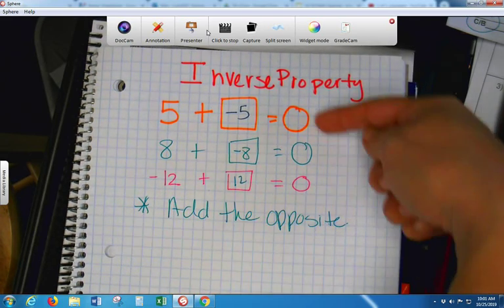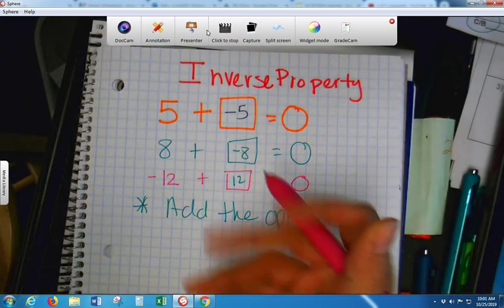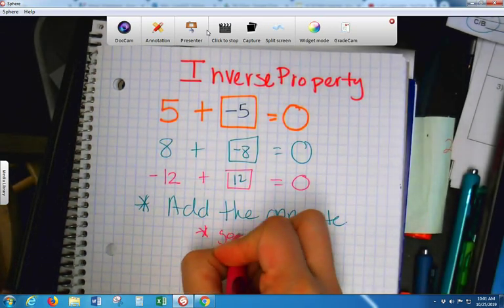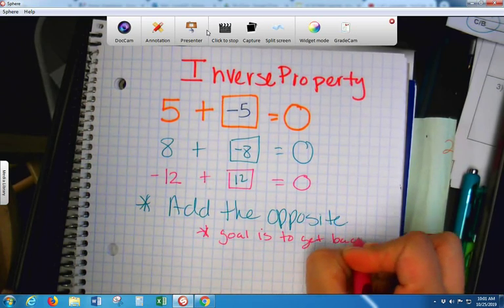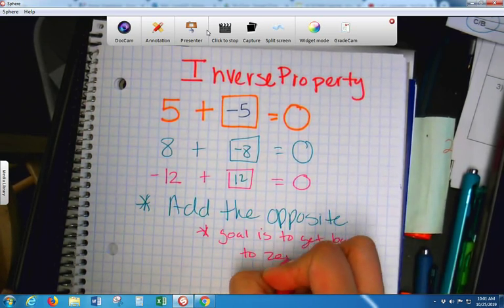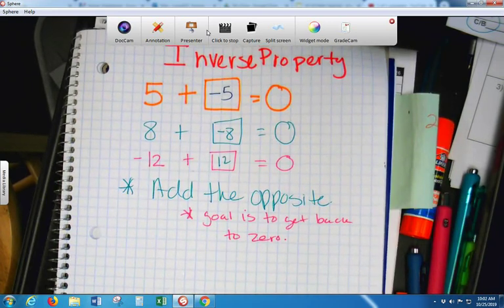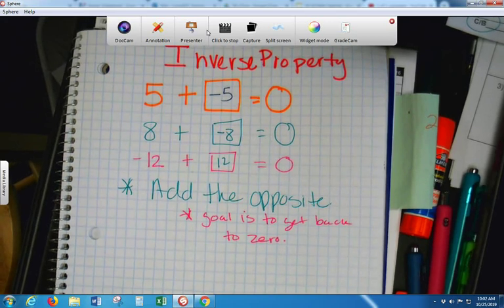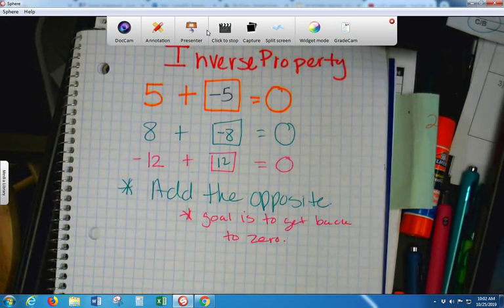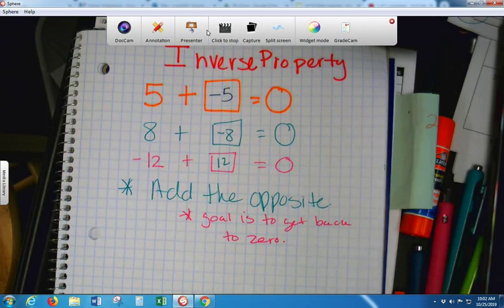Your goal, let's write that down. Your goal is to get back to 0. That's your goal. The identity property, the goal was to stay the same. If I'm a 5, I want to stay the 5. Here, it's going back home to 0, your starting point. All right. We're good? Easy enough, right? Add the opposite. Not a big deal. Yep. Okay.